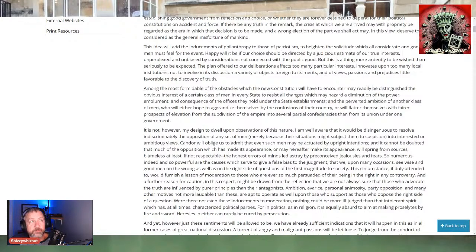Among the most formidable of these obstacles which the new Constitution will have to encounter may readily be distinguished the obvious interest of certain classes of men in every state to resist all changes which may hazard a diminution of the power, emolument, and consequence of the offices they hold under the state establishments, and the perverted ambition of another class of men who will either hope to aggrandize themselves by the confusions of their country, or will flatter themselves with fairer prospects of elevation from the subdivision of the empire into several partial confederacies than from its union under one government.